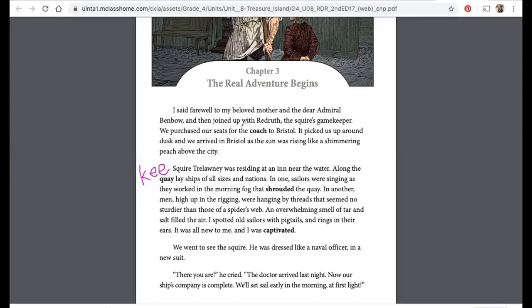In another, men high up in the rigging were hanging by threads that seemed no sturdier than those of a spider's web. An overwhelming smell of tar and salt filled the air. I spotted old sailors with pigtails and rings in their ears. It was all new to me, and I was captivated. This was definitely gathering his attention.